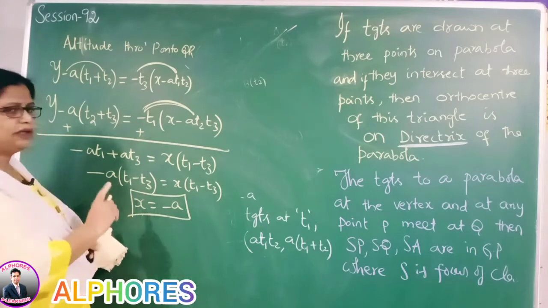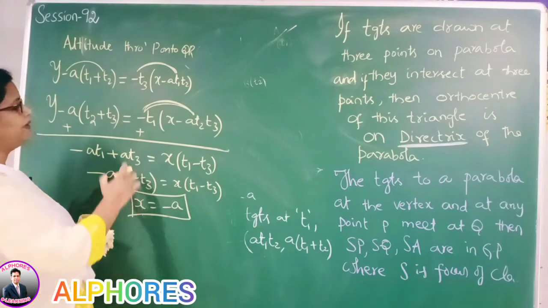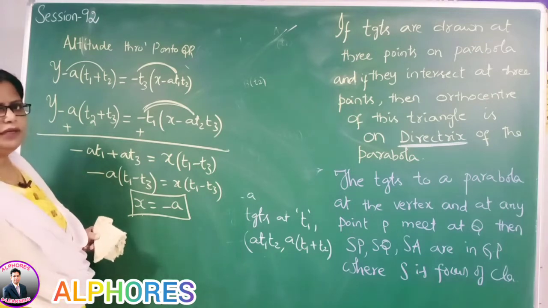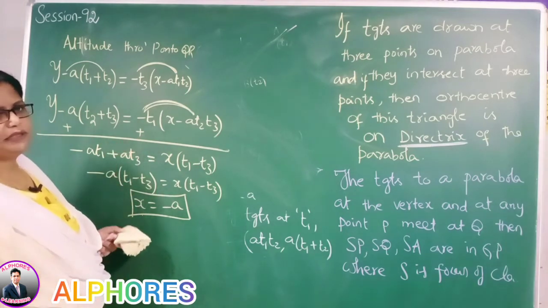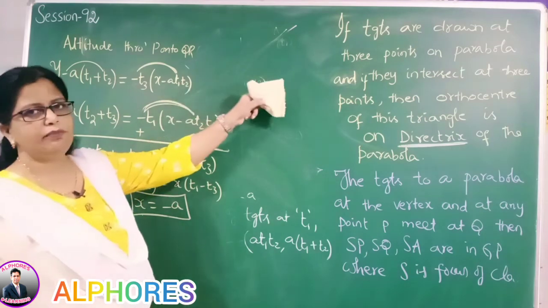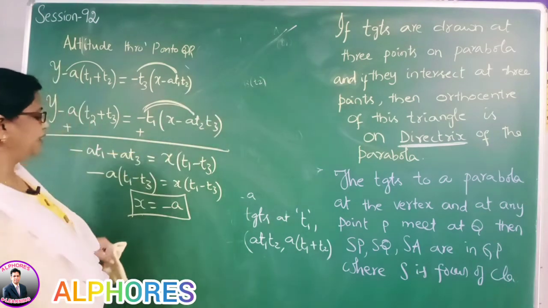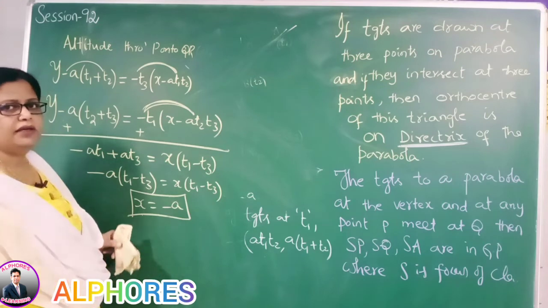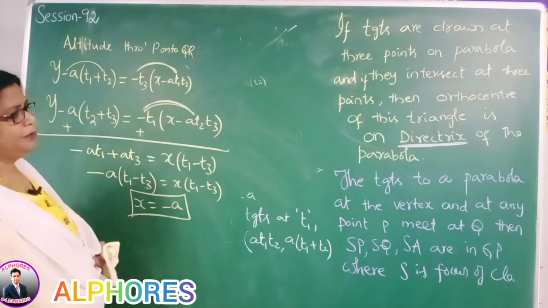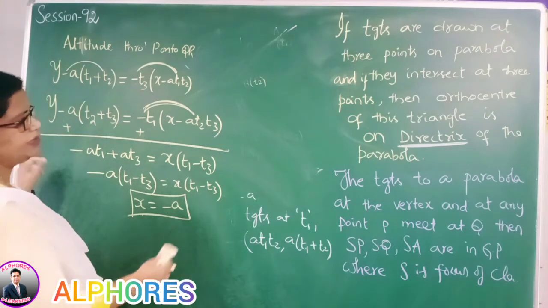To that, you got now x is minus a, which implies clearly we can observe here the orthocenter of the triangle formed by the three tangents drawn at 3 points on the parabola. They are nothing but lying on where here? Directrix. Okay. Now let us observe, students, the second one.